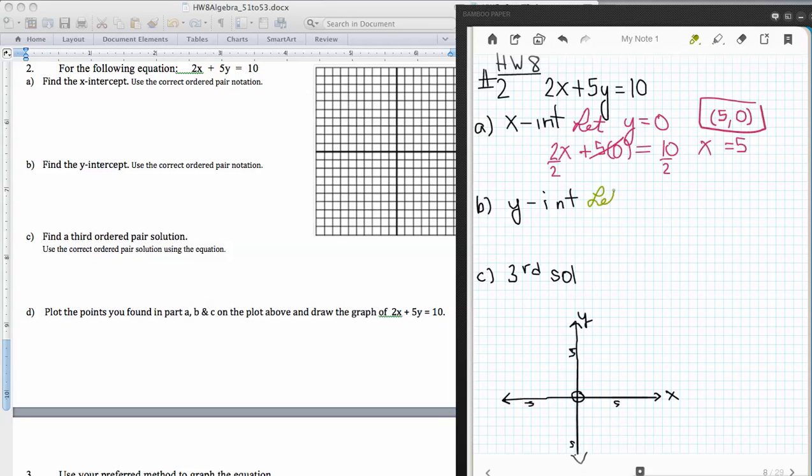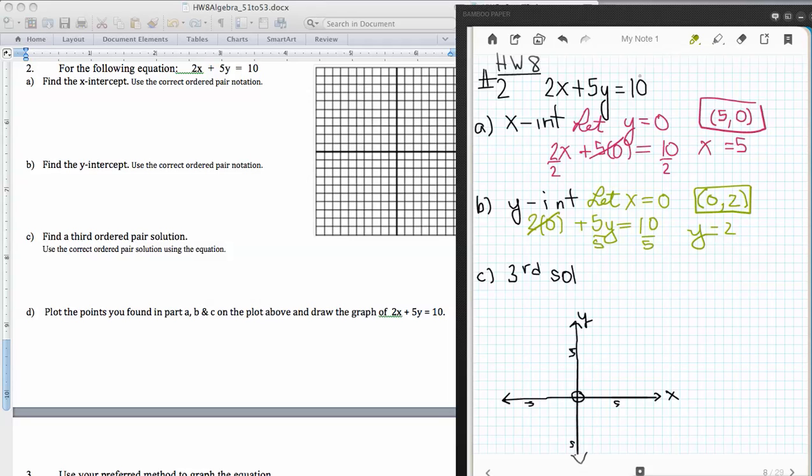So I can let x equal 0 in order to find the y-intercept. So 2 times 0 plus 5y is equal to 10. So this is obviously 0, so I can just divide both sides by 5, and I see that y is equal to 2. So my y-intercept, x is equal to 0, y is equal to 2 as an ordered pair. Now I have an x and a y-intercept.